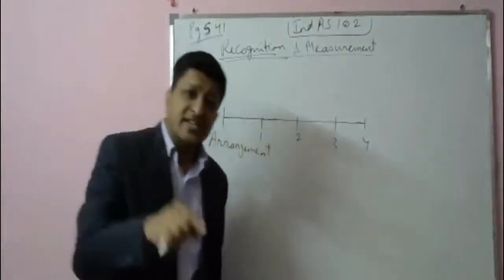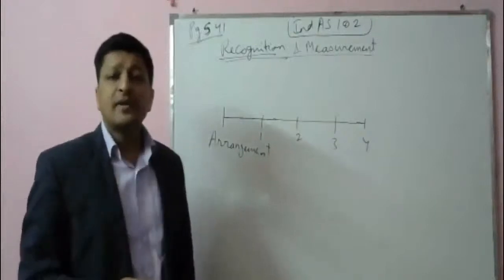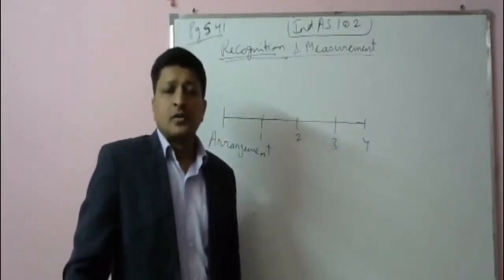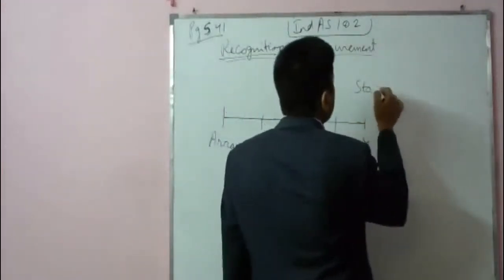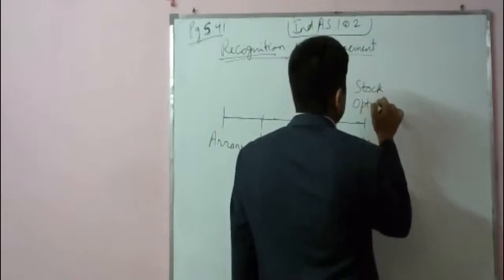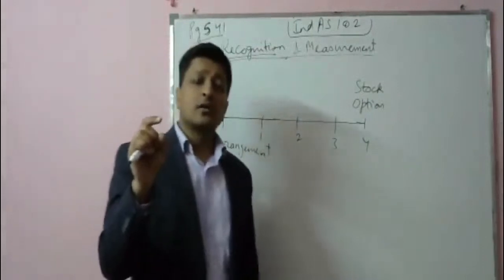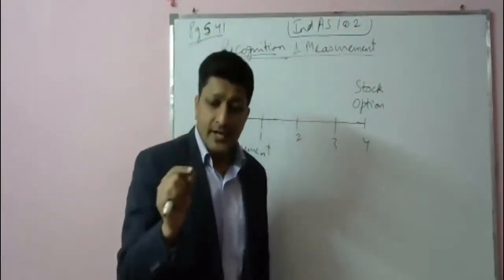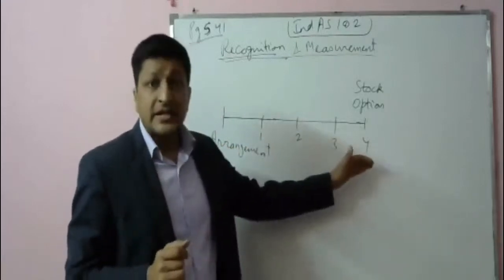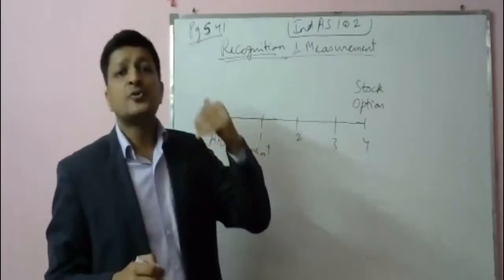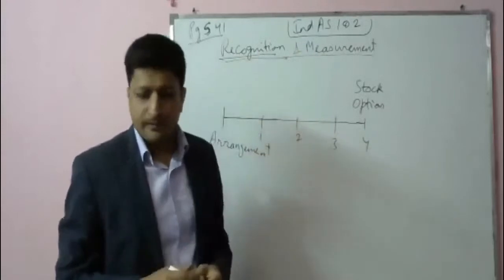If the employee stays with the company and performs at the desired level for the next 4 years, he will become entitled to equity shares of the company. So he will get a stock option. Please understand, he will not get stock, he will not get equity shares after 4 years. When this condition is fulfilled, he will get a stock option. There's a difference between a share and a stock option.